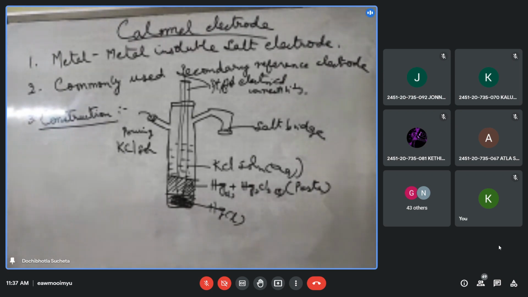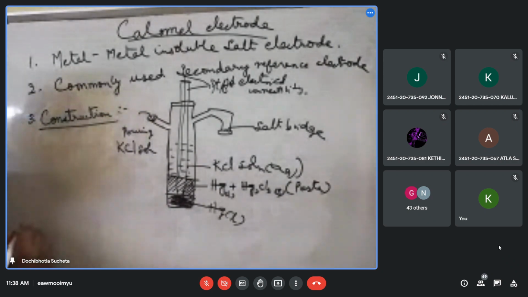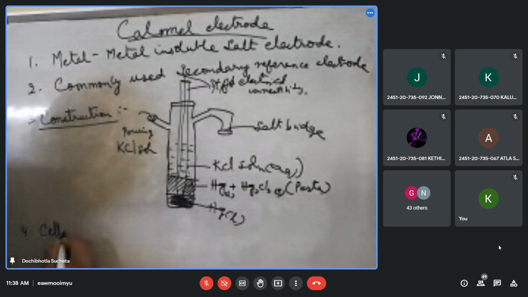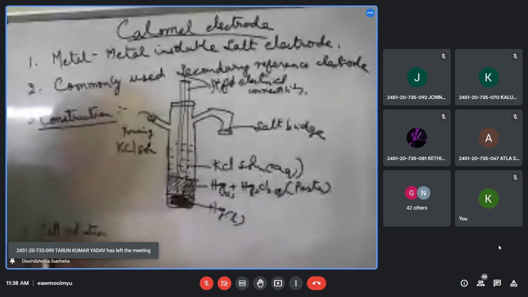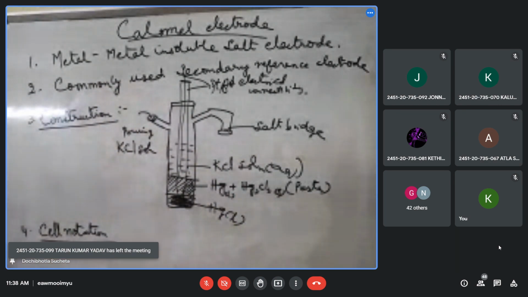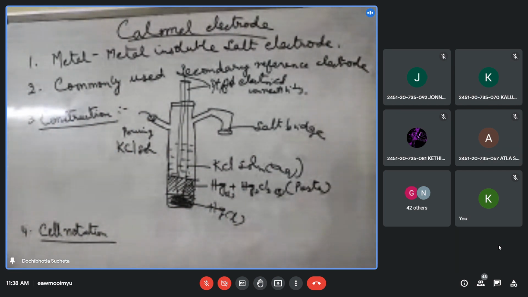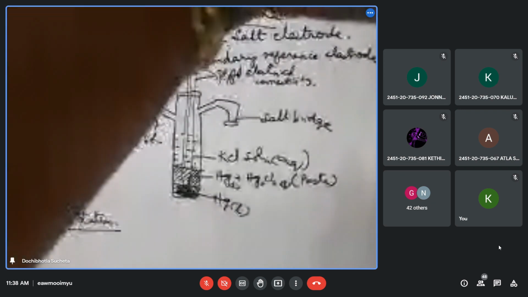So I'll give the notes to you, but this is for the explanation. Fine. Now what else can I write here? What might be the fourth point? Now can you write the cell notation or cell representation? Can you all write the cell notation or cell representation?